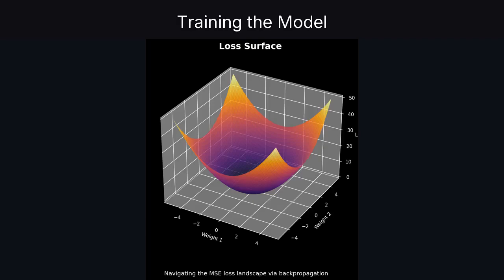Training the model is remarkably simple. We calculate the mean squared error between the actual noise we added and the noise the network predicted. Then we use gradient descent to walk down the loss surface.